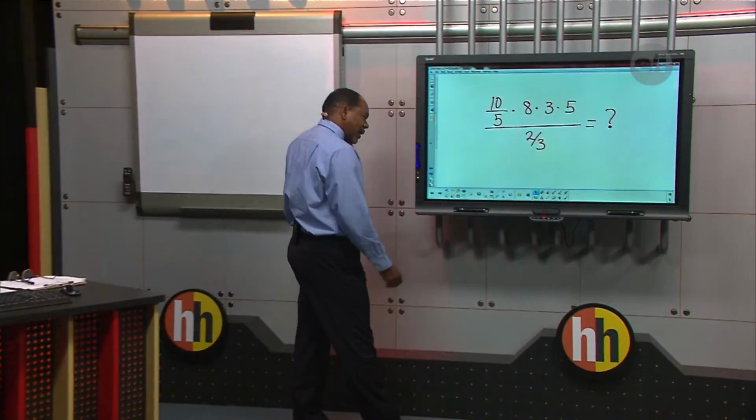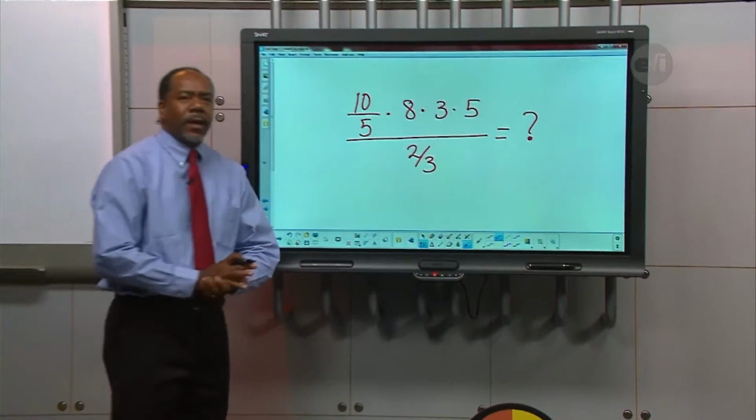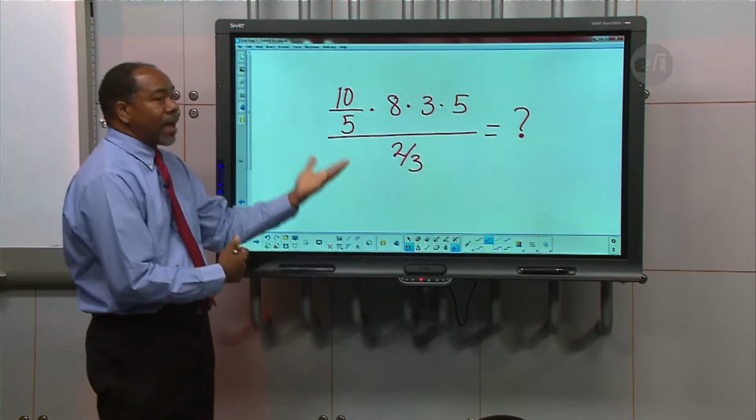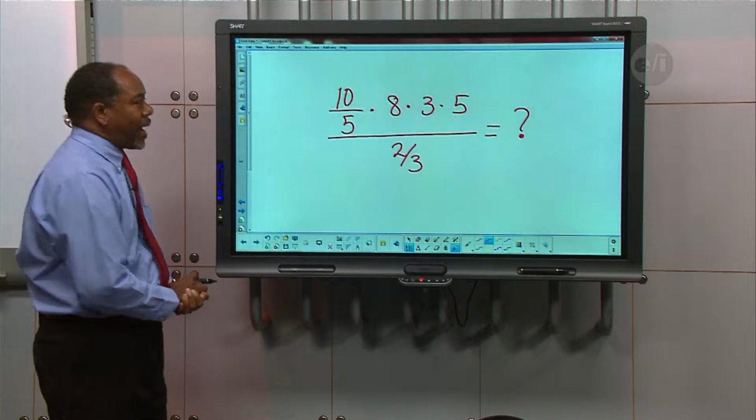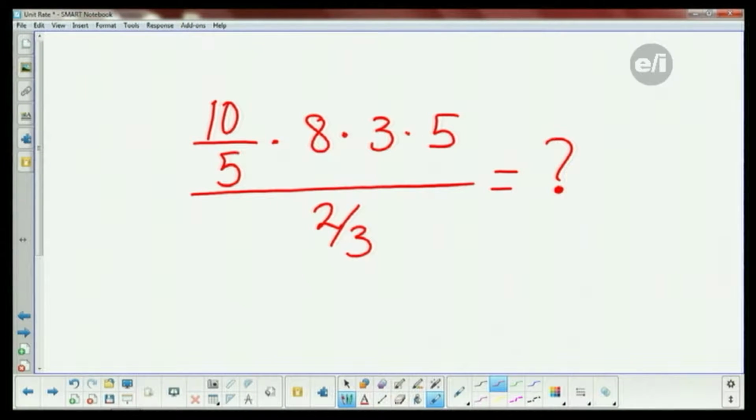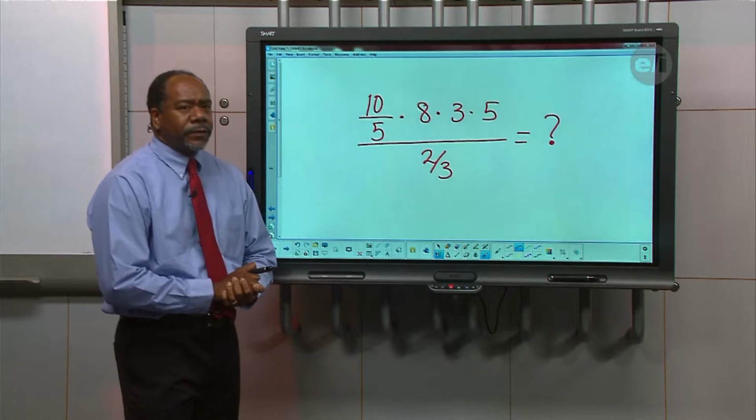This is an interesting problem. A lot of stuff going on here. It's got a lot of fractions, a lot of multiplication going on. 10 divided by 5 times 8 times 3 times 5, all of that divided by 2/3. What is that equal to?